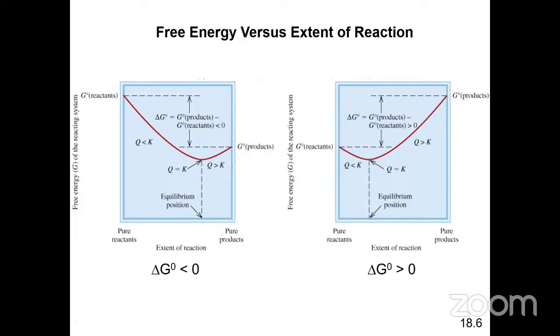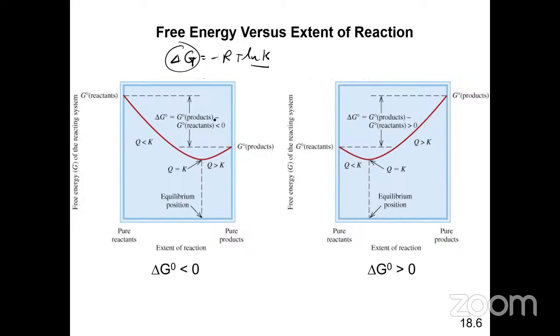In fact, let me write something above here. So remember, I just showed you the equation, delta G standard is equal to minus RT ln K, right? So if delta G is negative, that means that ln K will be positive, which would mean that K would be very large.